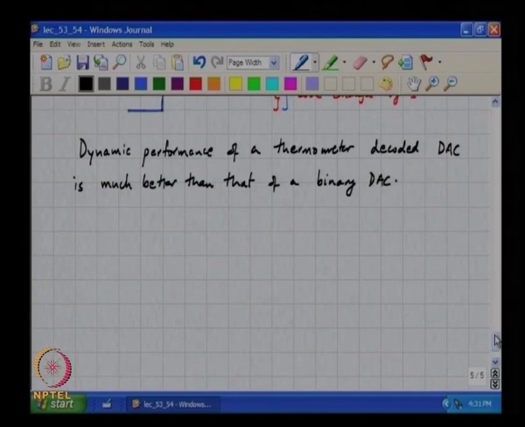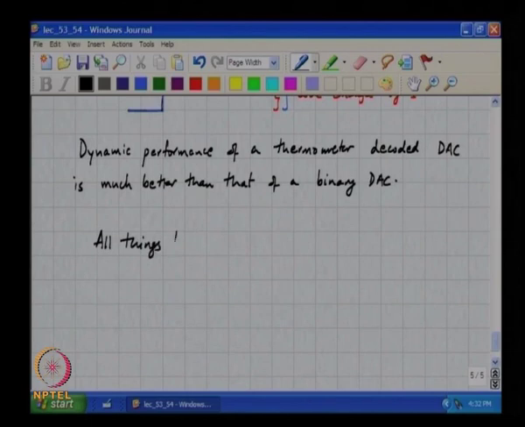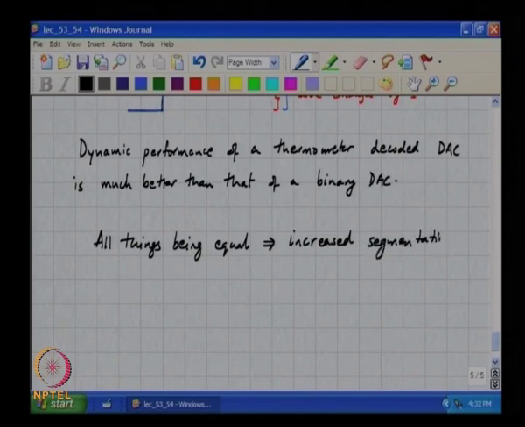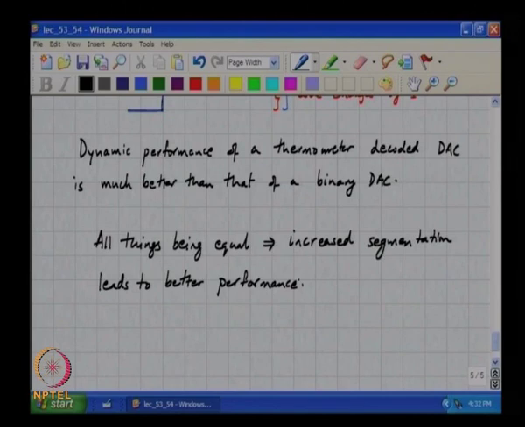which therefore means that all things being the same, you would prefer to increase the levels of segmentation, right. And please note that this discussion had nothing to do with mismatch in the unit elements, right. So, when mismatch is also taken into account, we see that the sigma DNL also falls down if you increase the degree of segmentation, right. So, all things being equal, increased segmentation leads to better performance. Does it make sense?